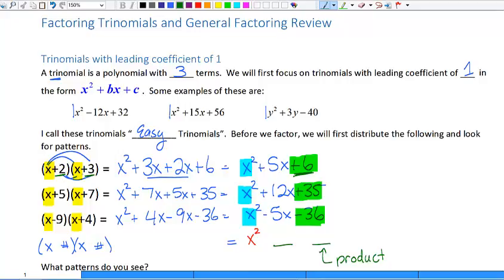So let's just check it. 2 times 3, is that positive 6? Yes. Positive 5 times positive 7, is that positive 35? Yeah, that works. Does it even work with negatives? Negative 9 times positive 4, is that negative 36? It sure does, okay? And someone will often say, well, this is always going to be some number with no x. It's a constant term, okay?